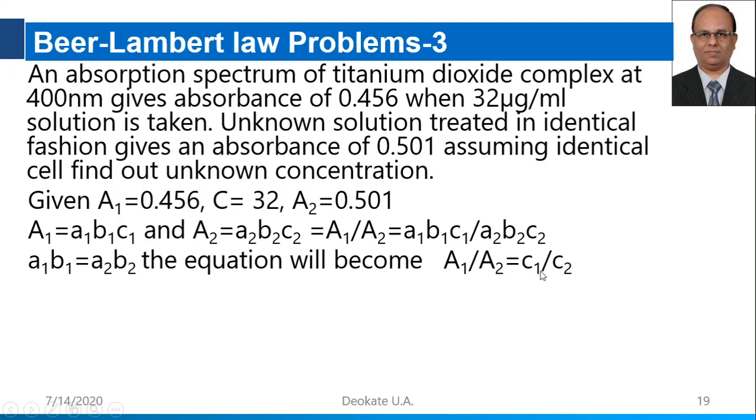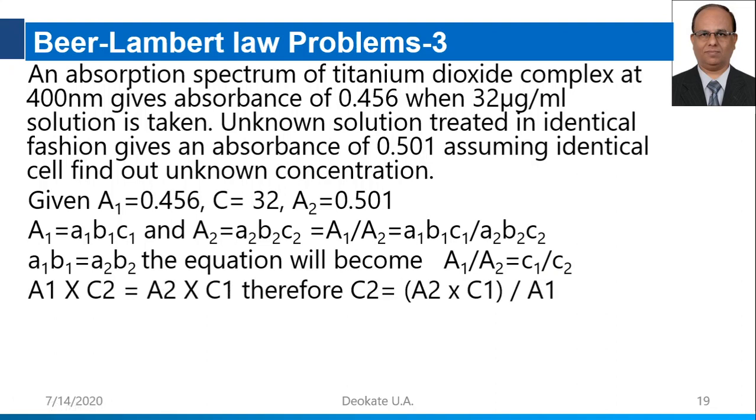Okay, so what will you get? If you cross multiply the equation, you will get A1 into C2. See this, A1 multiplied by C2 equals A2 multiplied by C1.